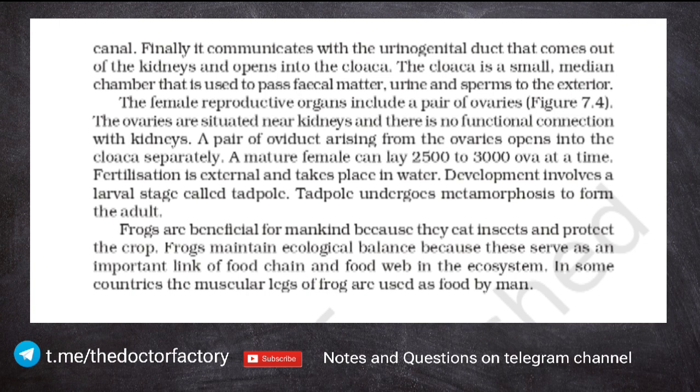The female reproductive organs include a pair of ovaries. The ovaries are situated near kidneys and there is no functional connection with kidneys. A pair of oviducts arising from the ovaries opens into the cloaca separately. A mature female can lay 2,500 to 3,000 ova at a time.